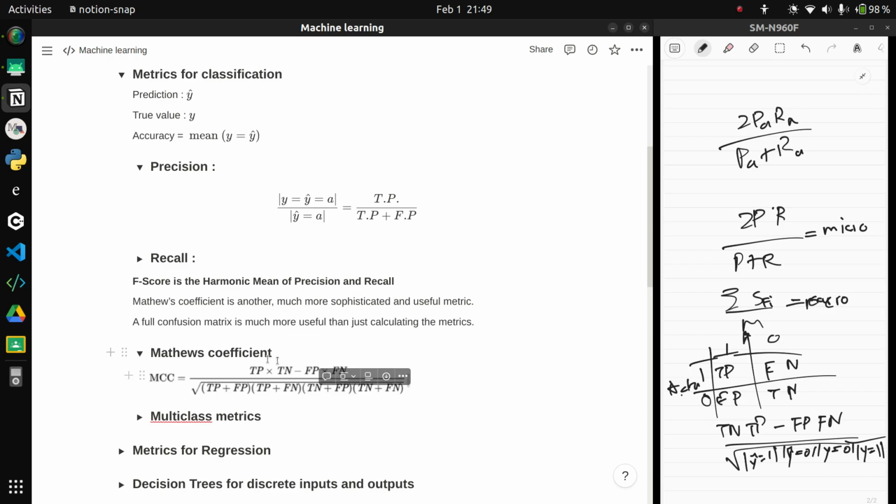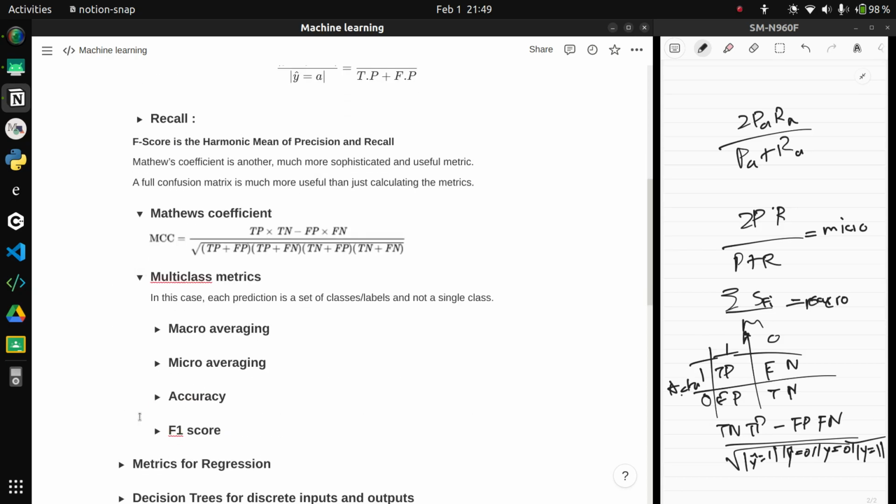Then you have multi-class metrics, which I already talked about, the micro and macro thing. Accuracy is the same in any case. Accuracy is just y hat equal to y, upon the cardinality of y. That's for one variable output. What about something more than that? If you have a multi-class problem, how do you get the accuracy? Well, you just average the accuracy for each class.